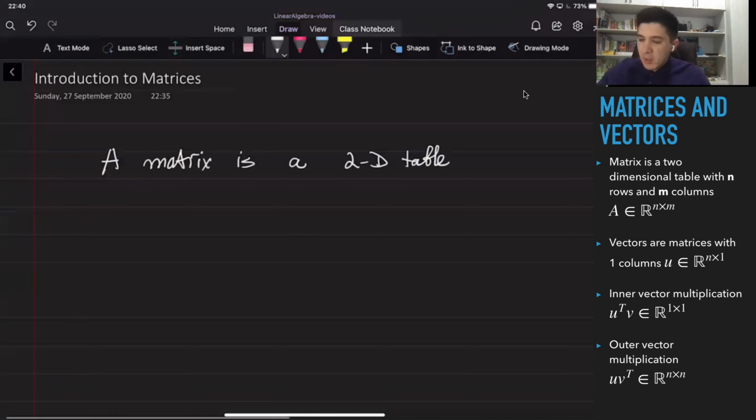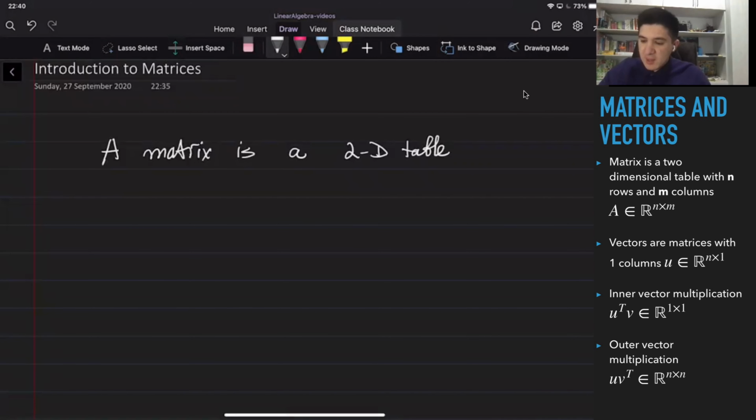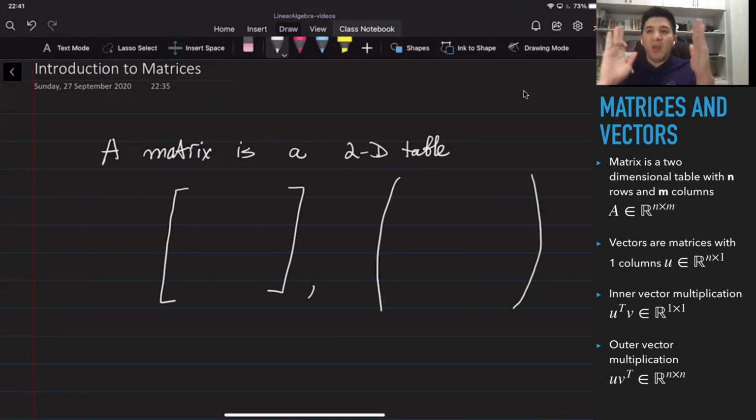Okay, so we are going to denote matrices using rectangular brackets or this kind of curved brackets. You can't really put the absolute value, just the two vertical lines, in order to define the matrix, because that means something different. So either the rectangular brackets or the round brackets.